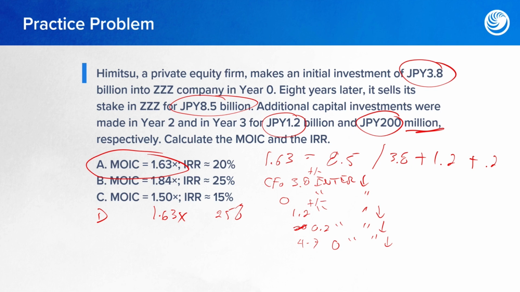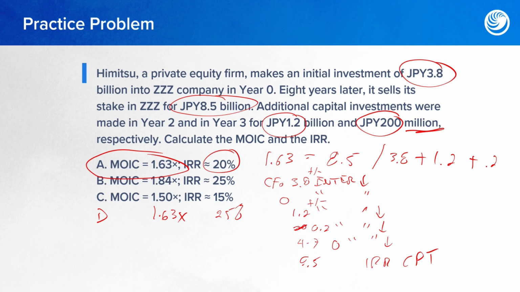Now CF8 is a positive 8.5, and again that would be in millions. And then you have to hit IRR, and then you hit compute. And lo and behold, what are you going to get? You're going to get 20%. Now the savvy student, once again, would already know that. But nevertheless, hopefully that little tip helps.